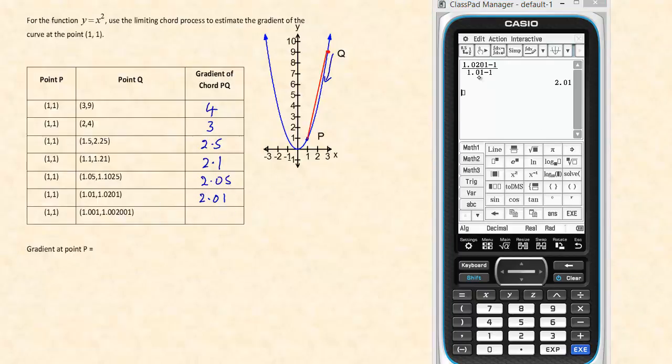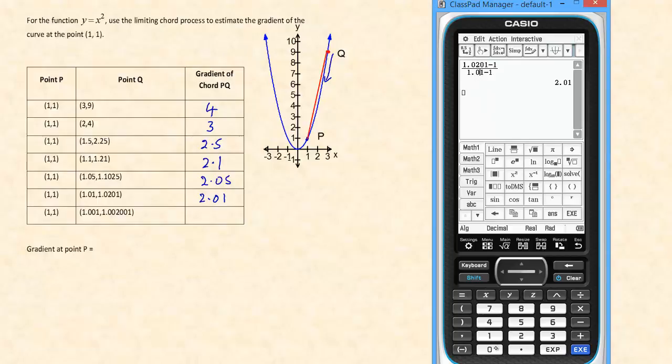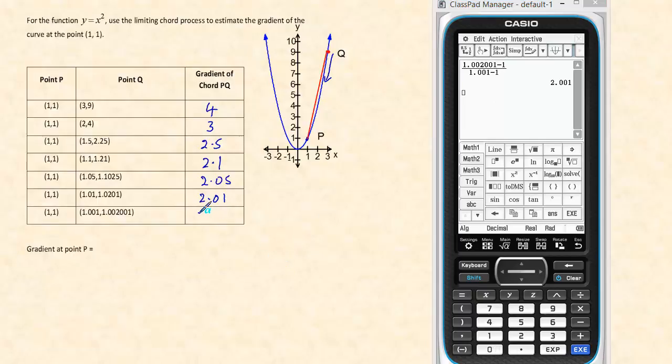And then 1.001 is the x, and 1.002001 gives me 2.001. So the gradient appears to be heading towards 2, and that's what we're going to say the gradient is at the point P, the gradient of the tangent at P.